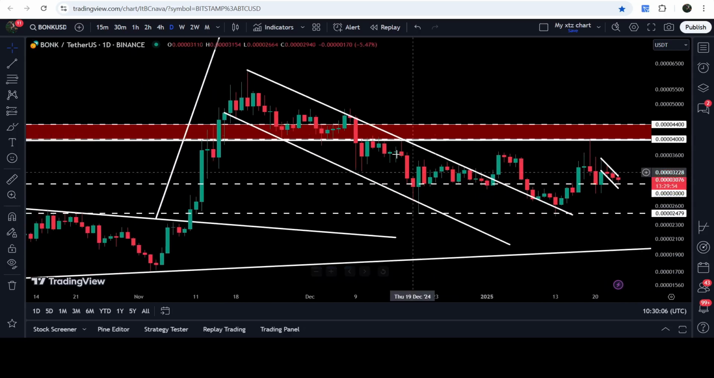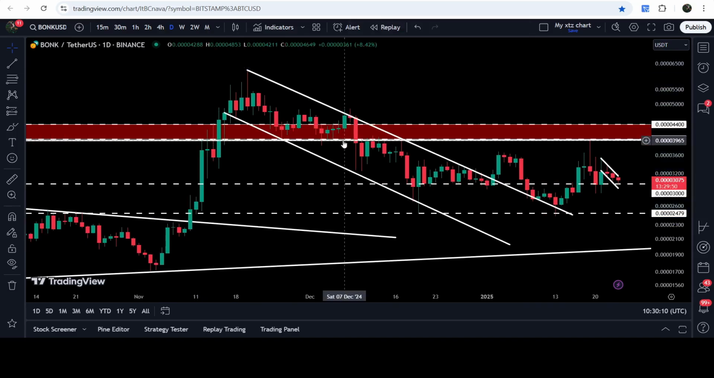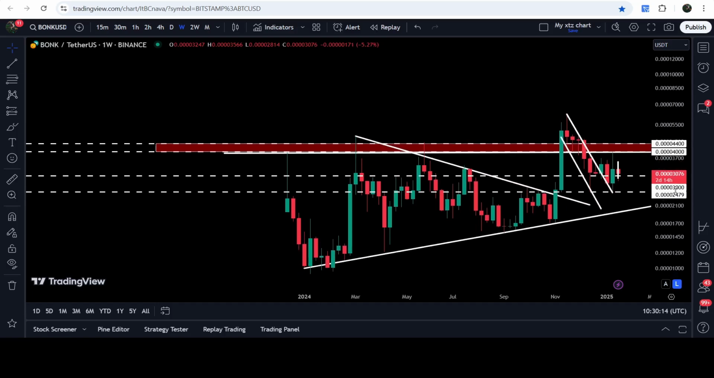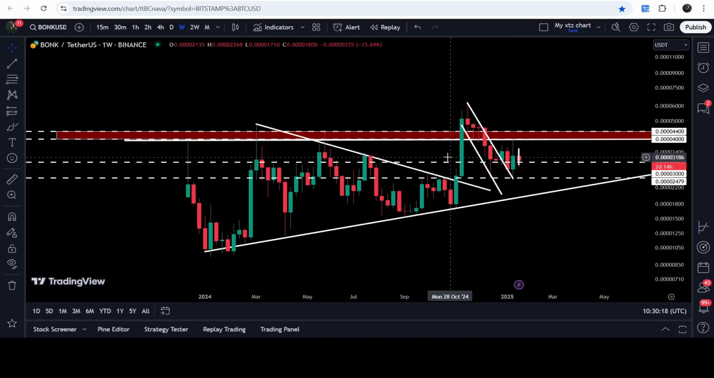I would also like to show you this recent breakout from this down channel that is happening here on the daily time frame chart. And I would also like to show you a very, very massive breakout that is happening here on the 7 days time frame chart from this big and long term symmetrical triangle as well.